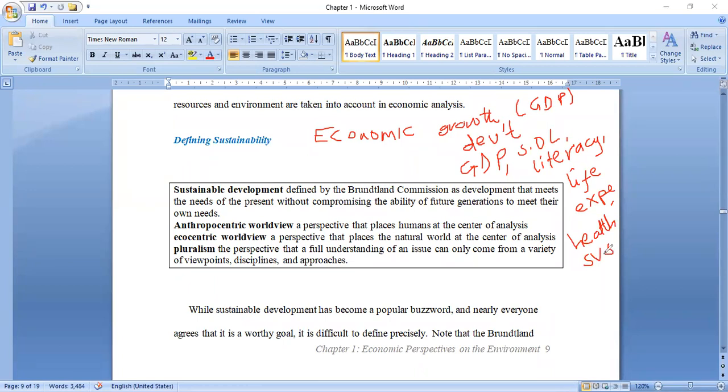Having looked at a brief definition of economic development, we now see that sustainable development is that kind of development that meets the needs of the present as well as the needs of the future generations. So it looks at the needs of the present situation, of human beings, and also the needs of the future.